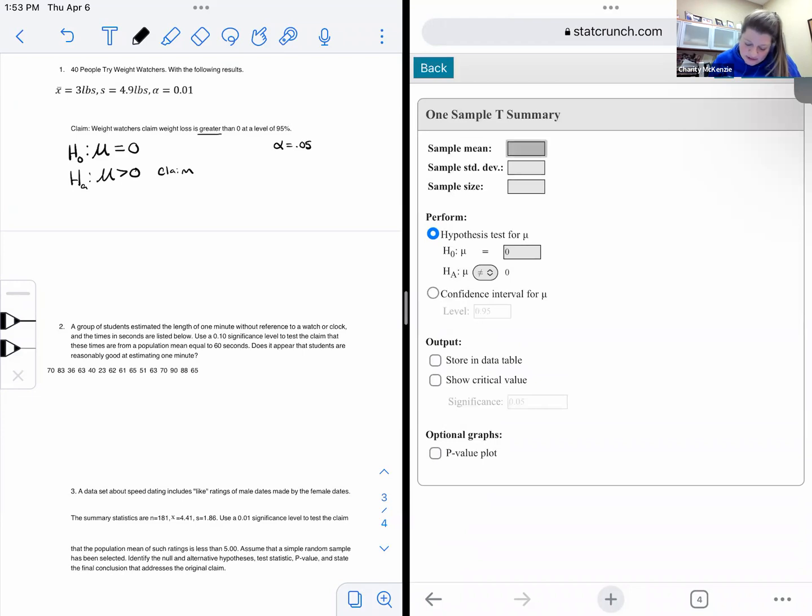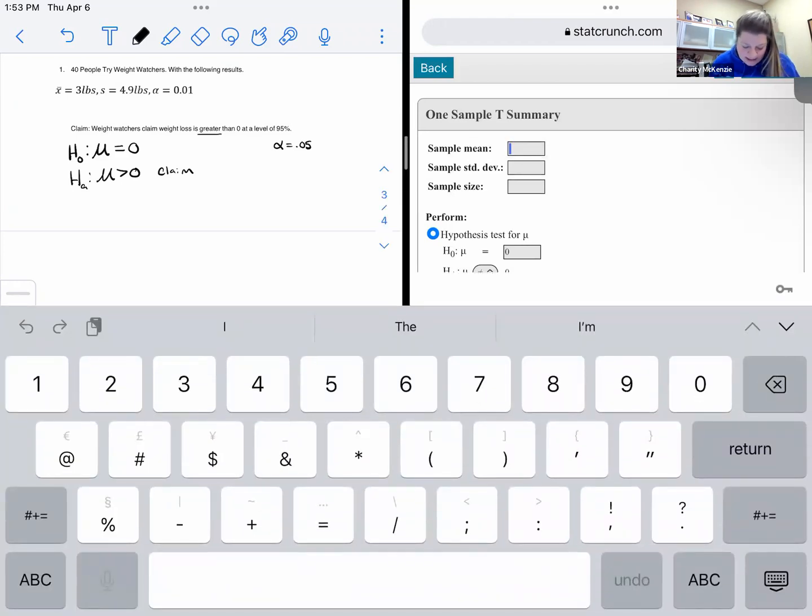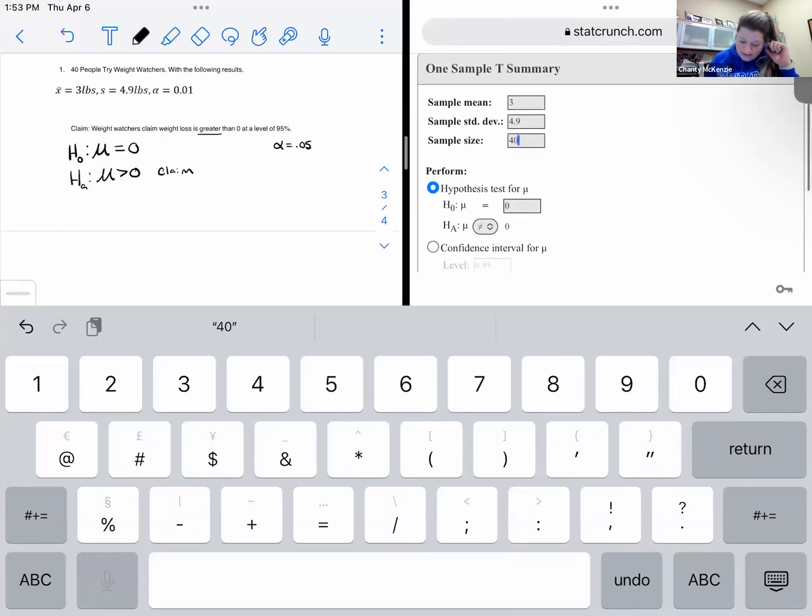So the next question will be a different. We're going to put in our mean. So the mean from our sample was 3. The standard deviation was 4.9. So the mean was 3 pounds lost. The standard deviation is 4.9 pounds in both directions, right? And then the sample size is 40 people.